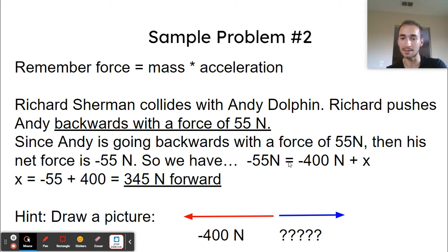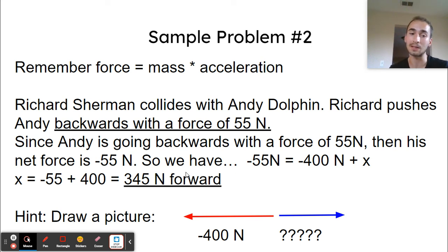So you solve for x here. Here's the net, what he gets pushed back. We don't know how much he's pushing forward. So you add the -400 to this side. You get -55 plus 400. That's how much he was pushing forward, 345 newtons.